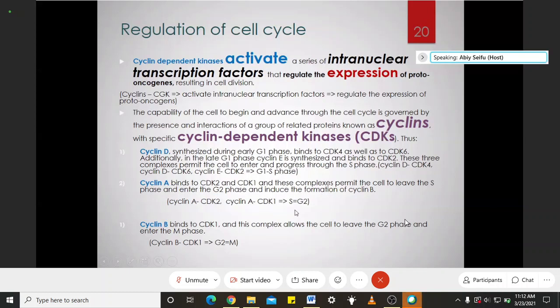For the cell to proceed from the S phase to the G2 phase, there is another molecule known as cyclin A. There is also cyclin B. Cyclin B, complexed with cyclin-dependent kinase 1, permits the cell to proceed from the G2 phase to the M phase, the mitotic phase.